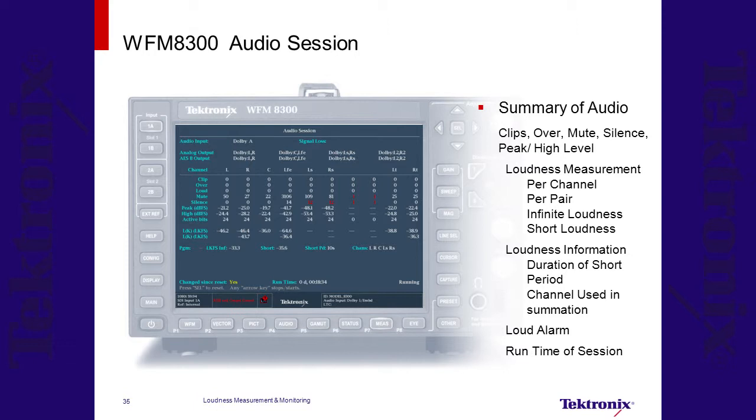The audio session display is where the user can find a summary of the audio measurements performed by the instrument. Summaries of clips, overs, mute, and silence conditions present during the session are shown for each channel, along with the peak and high audio levels that have occurred during the session. The loudness measurements are shown per channel and for the pairs of channels, along with the overall and short loudness measurements. For informational purposes, the duration of the short period and the number of channels used within the summation of the measurement are also provided. The runtime value shows how long the session has been running, and the session can be manually started, stopped, or reset by the user.